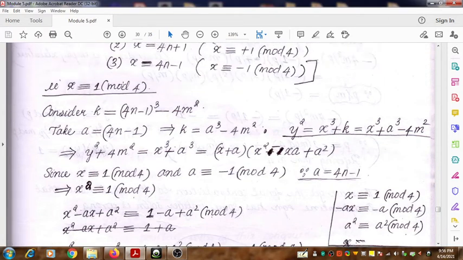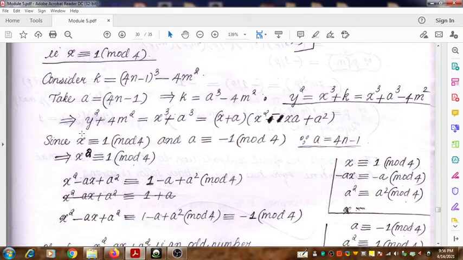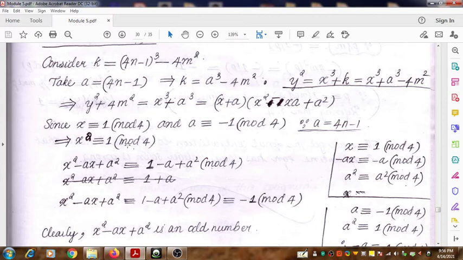Since we have x is congruent to 1 mod 4, we are now going to apply that condition, the nature of x. In this case, x is congruent to 1 mod 4, and also, since we take a equal to 4n minus 1, a is congruent to minus 1 mod 4. So we have a is congruent to minus 1 mod 4 coming from this expression a equal to 4n minus 1.